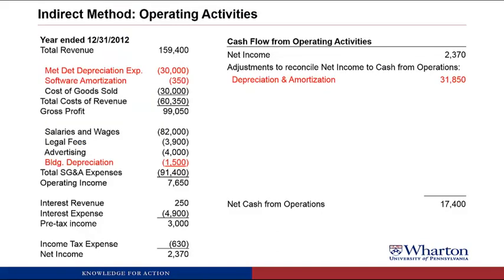Here is the income statement again. We had metal detector depreciation of $3,000, software amortization expense of $350, and building depreciation expense of $1,500. I'm going to combine those into one line item called depreciation and amortization of $31,850. And we're going to add that back to remove that non-cash expense from net income.